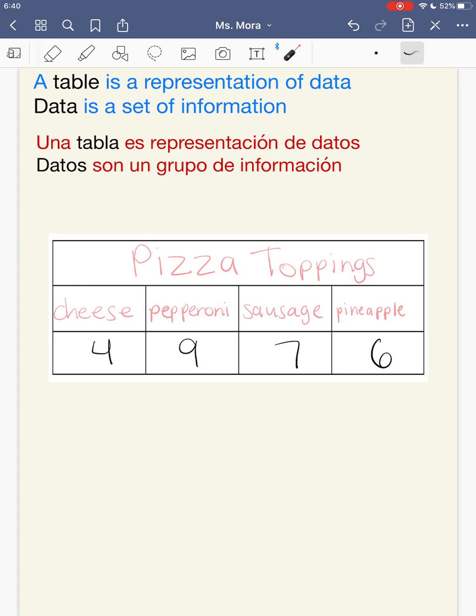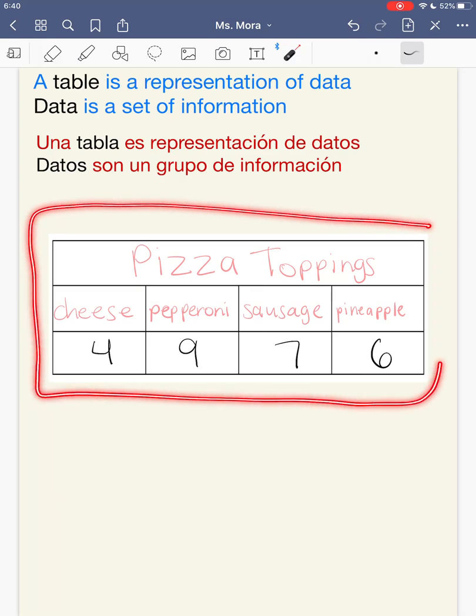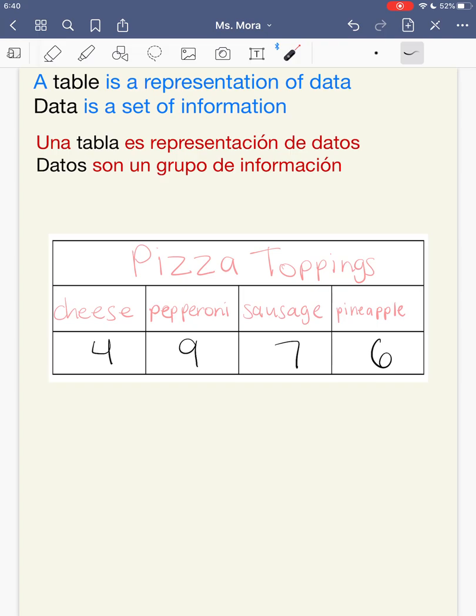So yesterday guys, we learned that a table is a representation of data. Okay, so if you look at my picture here, this whole thing is called a table. Okay, and data is a set of information. So the data is the information that's in the table. For example, so this is the table.